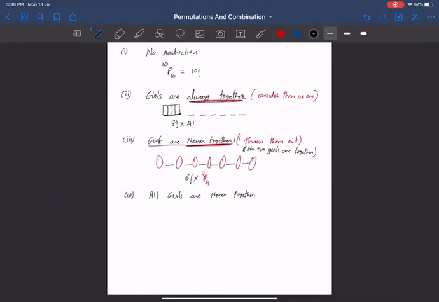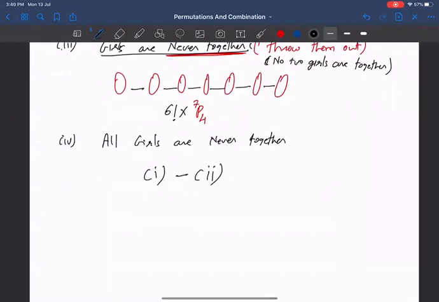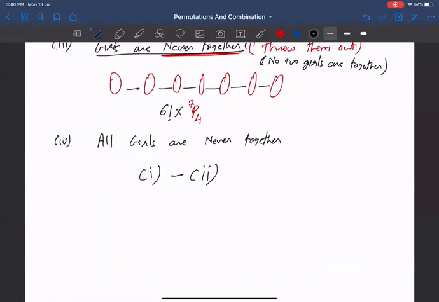Don't you think mathematically this is exactly opposite of this? ये क्या बोलता है? Girls are always together. उसका उल्टा करेंगे, all girls are never together होता है. So what you do is you find out all possibilities. So what you can do here is all possibilities, which is one answer, minus girls are always together, निकाल दो. What you left is girls are never together.